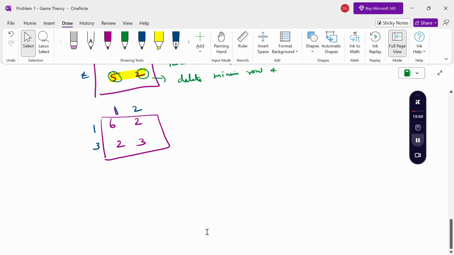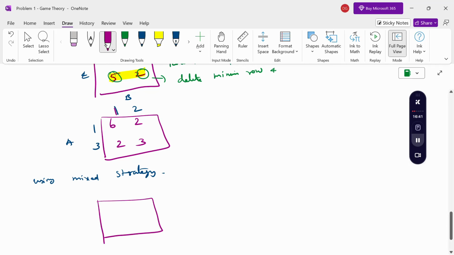From this reduction, this is player A, player B. Now to solve this using the mixed strategy method. Because it is 2 cross 2, we can apply the mixed strategy method. So the rule is this: the 2 cross 2 matrix I am taking here is 6, 2, 2, 3 with players A and B.